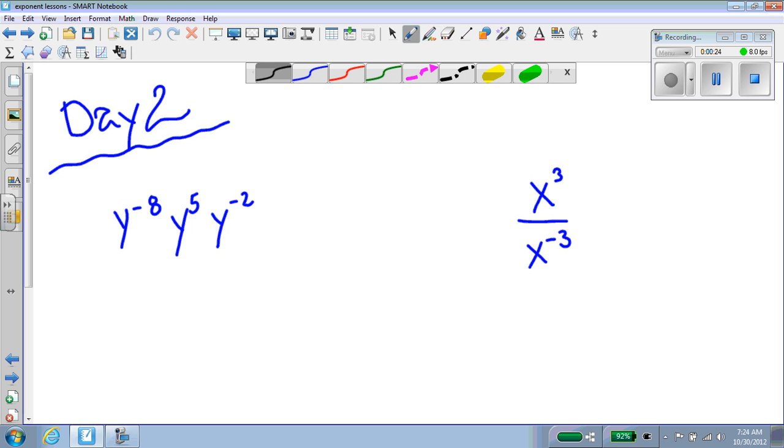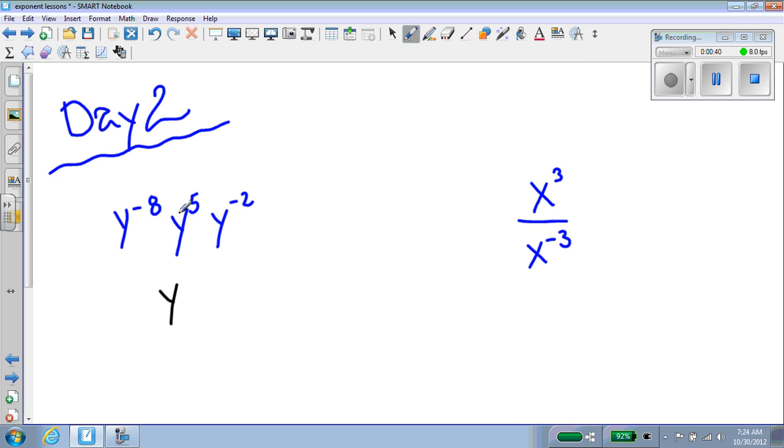Okay, so for our first problem, we have y to the negative eighth times y to the fifth times y to the negative second. Because I have the same base, I'm going to add my exponents and get y to the negative 8 plus 5, negative 3, minus 2, negative 5, and then simplify my answer as 1 over y to the fifth.